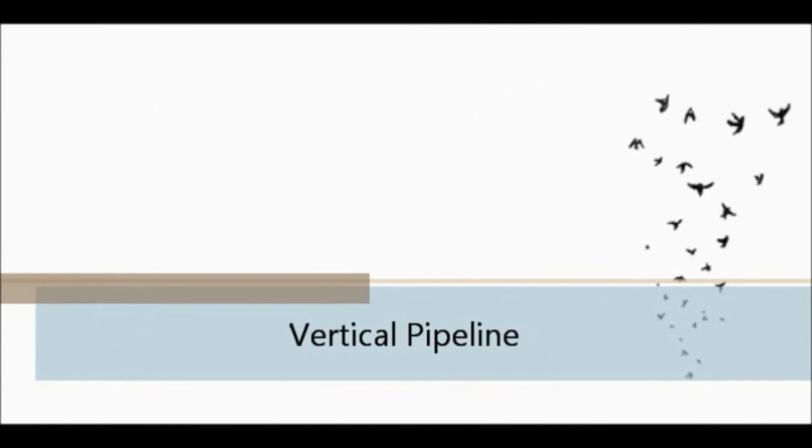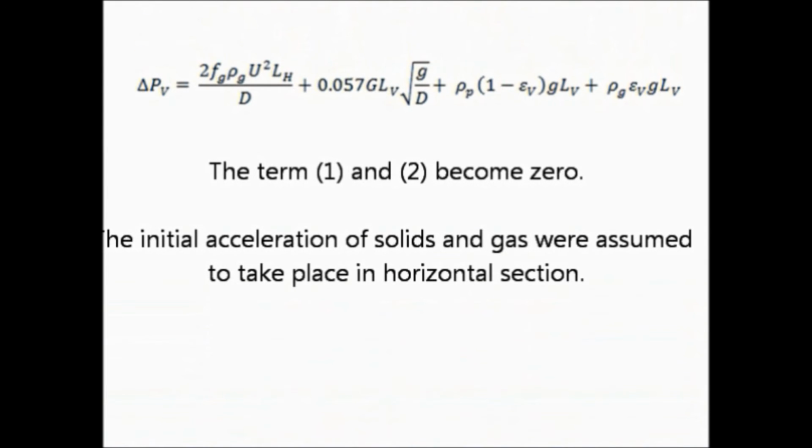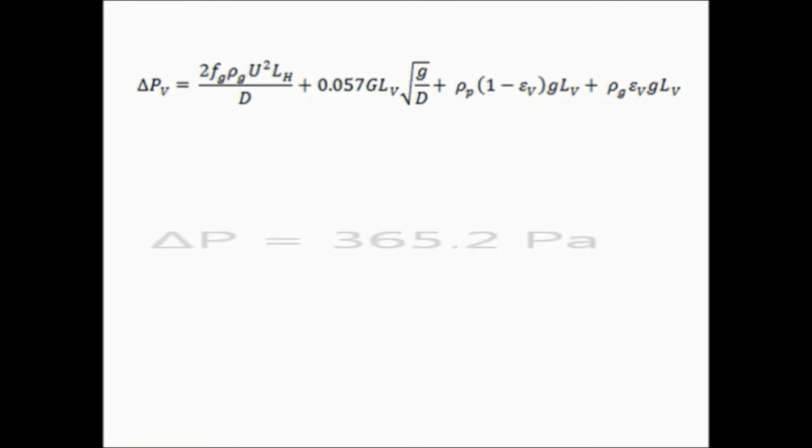Next, for the vertical sections calculation, terms 1 and 2 become 0 as the initial acceleration of solids and gas were assumed to take place in horizontal sections. Thus, the pressure drop of the vertical pipeline is 365.2 Pascal.